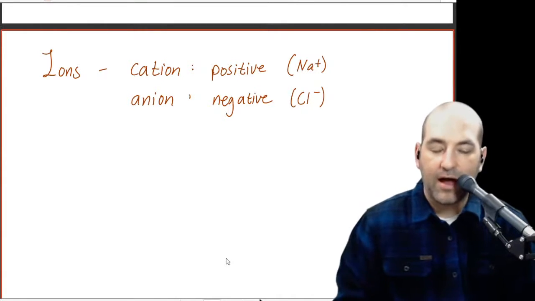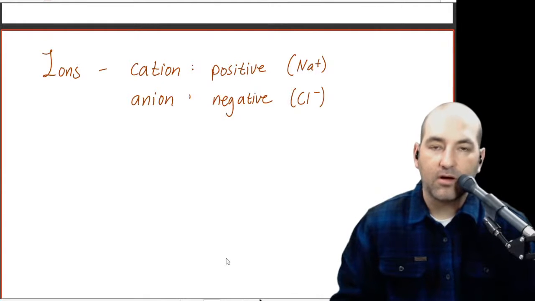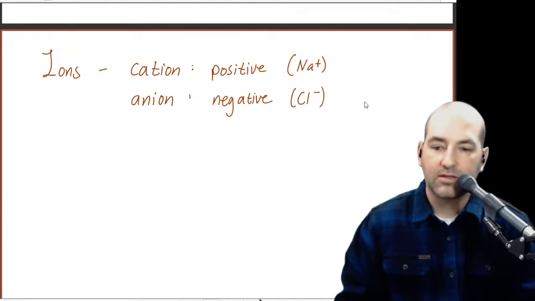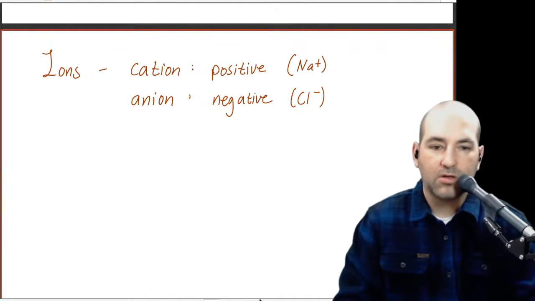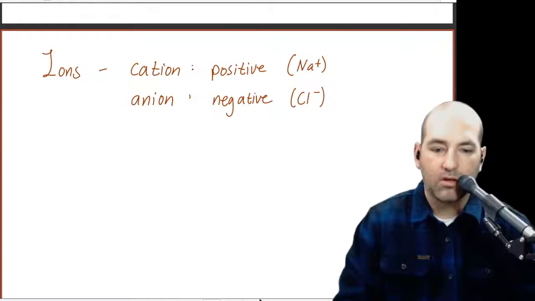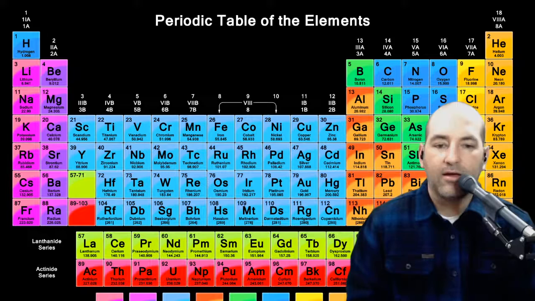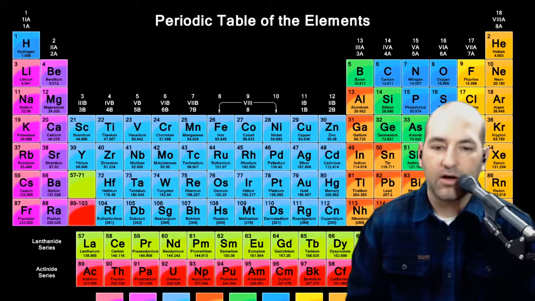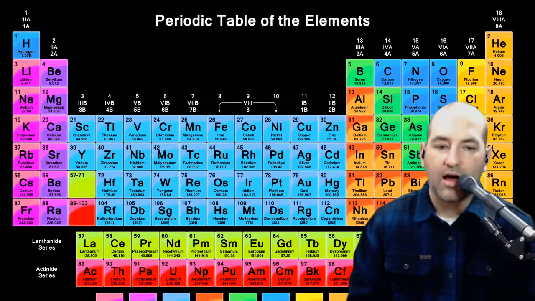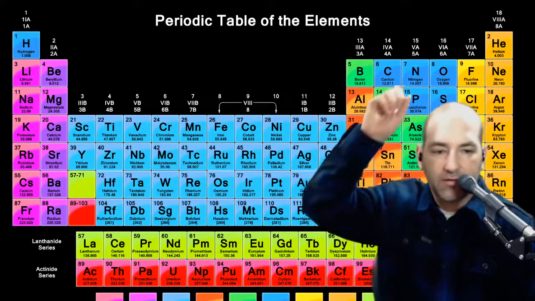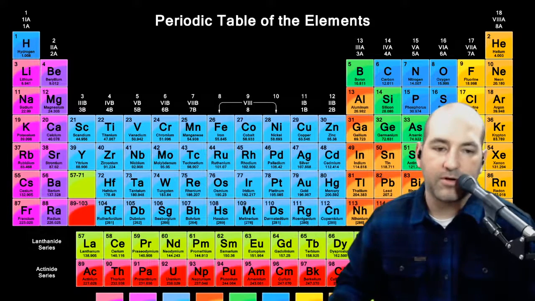And we can figure out not only if a particle is likely to be a cation or an anion, but also what the charge is likely to be from the periodic table. So let's take a look at the periodic table. Here it is behind me. You'll notice there are some column numbers up top above the groups there.